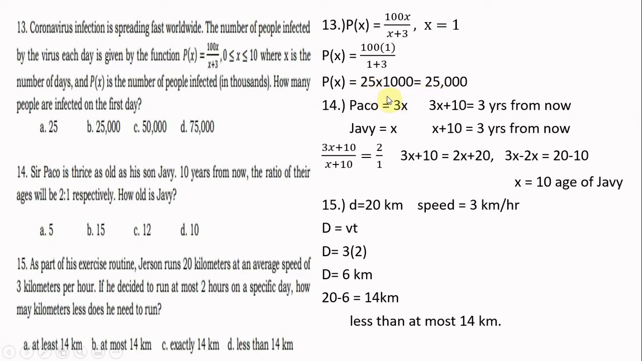So, that's 25. So 100 divided by 4, that's 25. Because this is in 1,000 times 1,000. So there are 25,000 infected in a day.